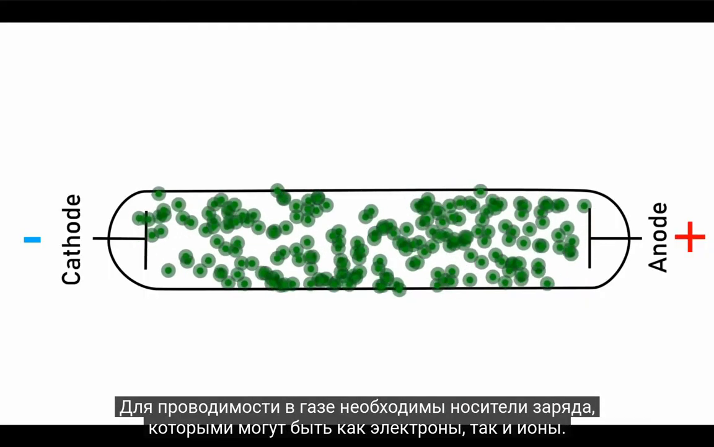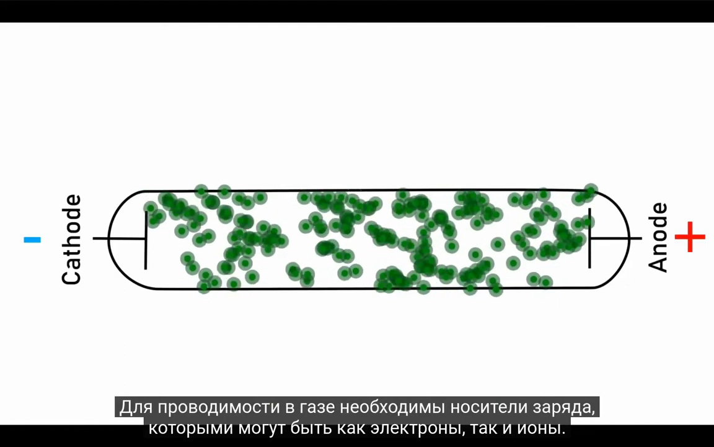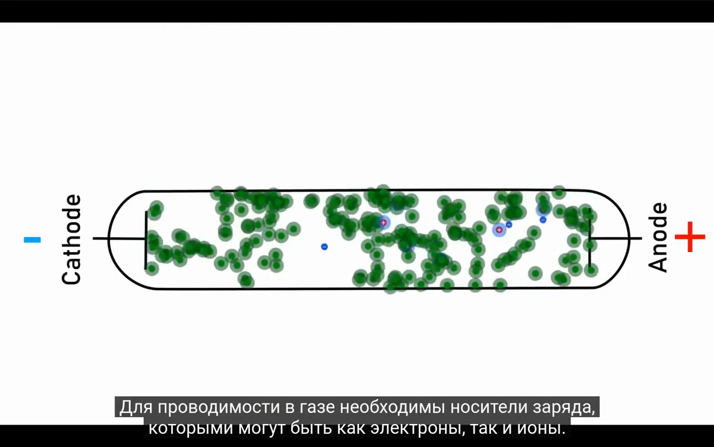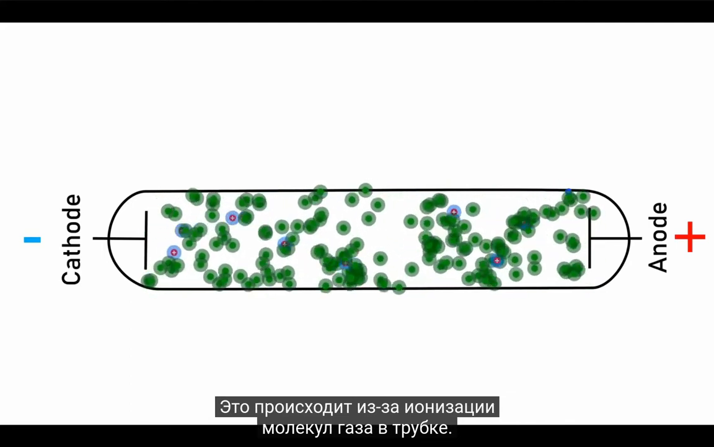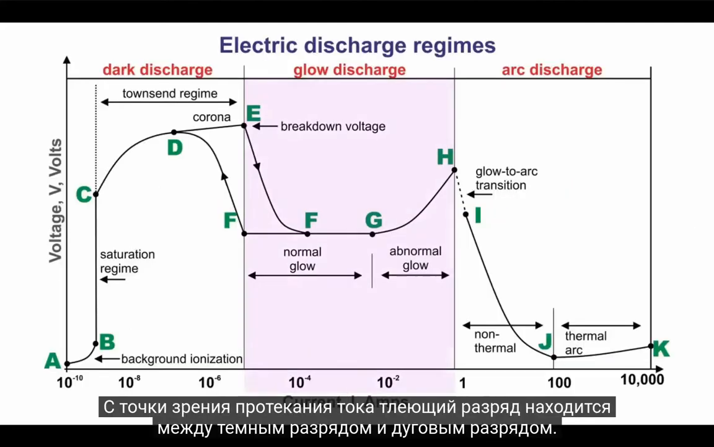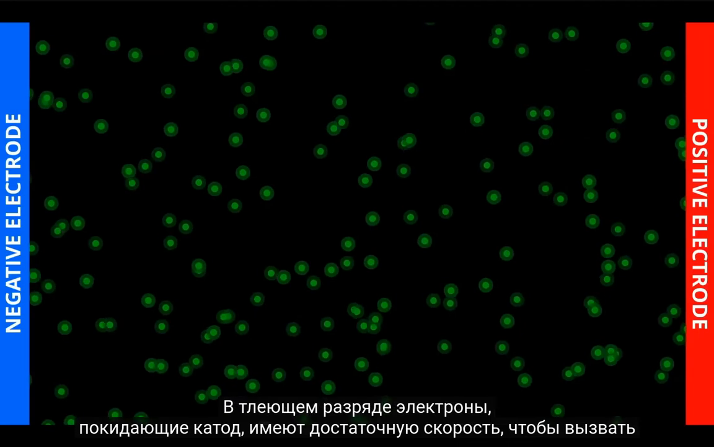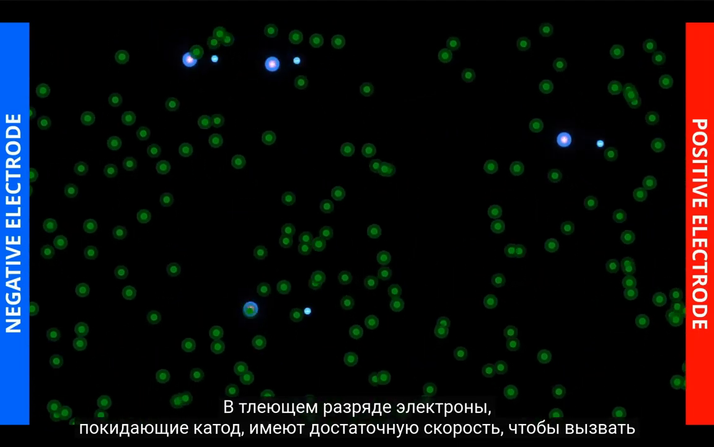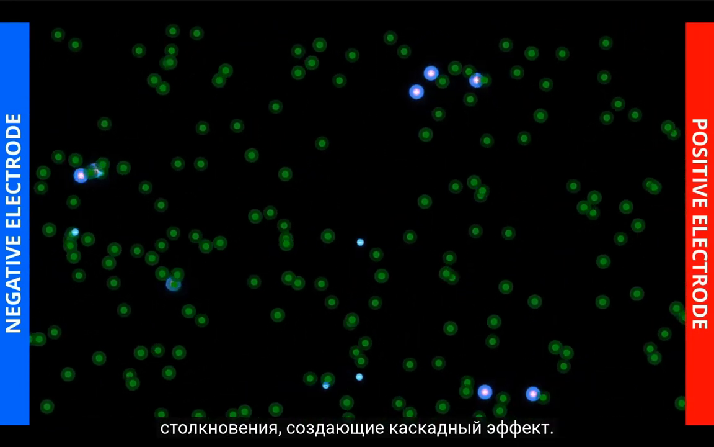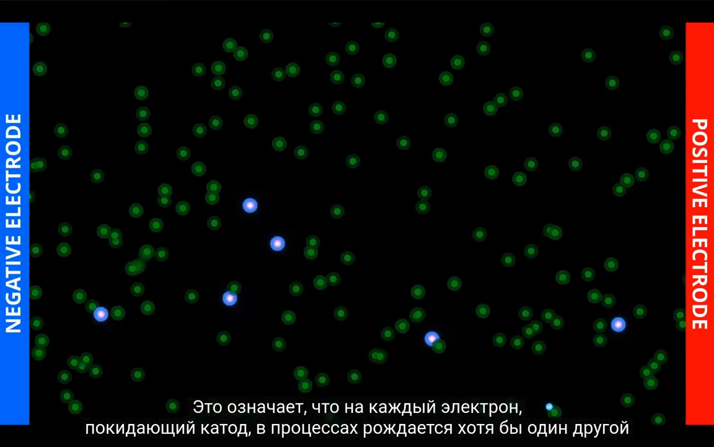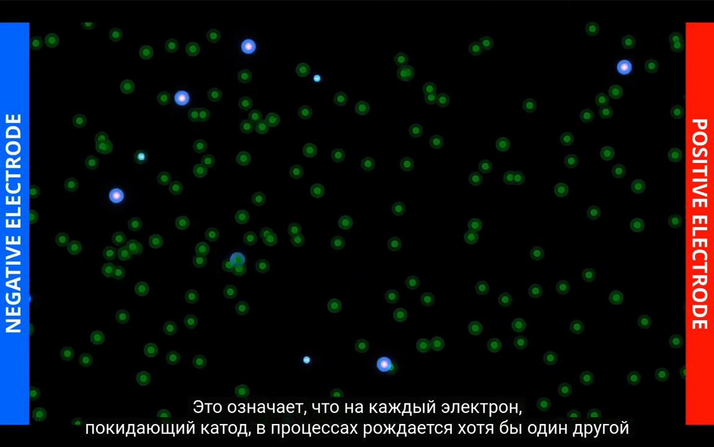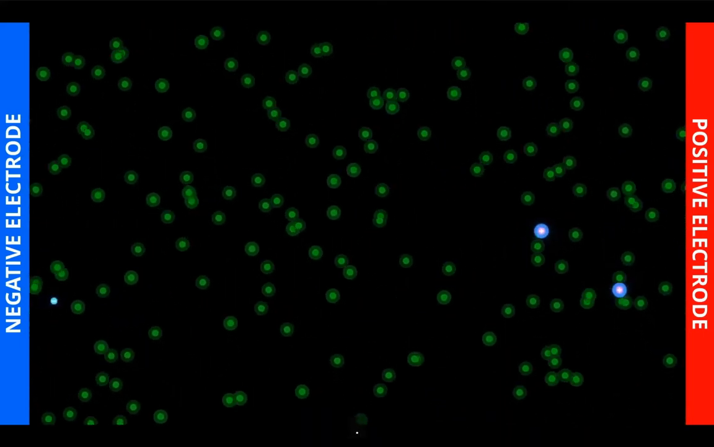Conduction in a gas requires charge carriers, which can be either electrons or ions. These will come from the ionization of the gas molecules in the tube. In terms of current flow, glow discharges fall between dark discharge and arc discharge. In a glow discharge, the electrons leaving the cathode have enough velocity to cause collisions which create a cascade effect. This means that for every electron leaving the cathode, at least one other is created in the process.